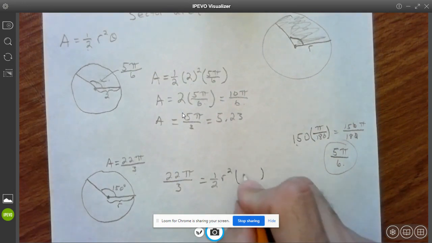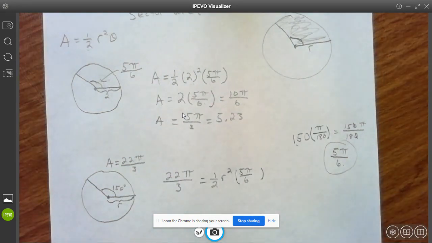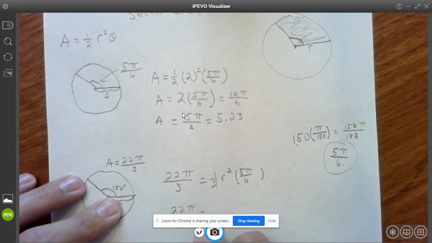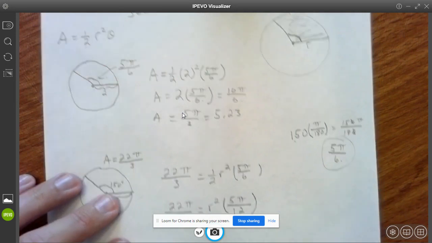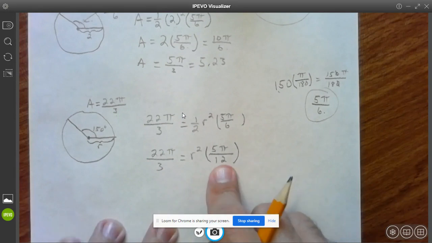So theta in radians is 5 pi over 6. We'll leave the left side alone here, so 22 pi over 3. I'm going to put my r squared first. I'll just do 1/2 times 5 pi over 6. So the 5 pi stays the same. I just multiply straight across, so we'll have 12. Probably couldn't see that, sorry. So the 2 and the 6 just became a 12, that's all.